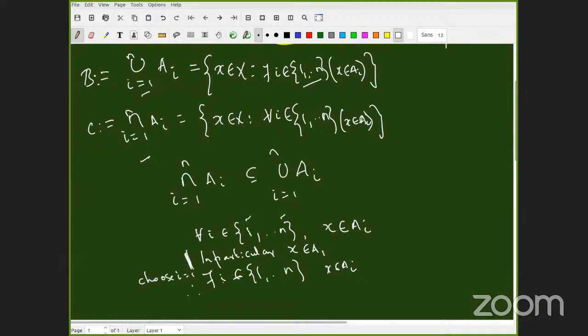Correct. X belongs to A_n. Very good. Fantastic. These two are known to me. In particular, I can even write X belongs to A_n. Then what is my choice of i? Choose i equal to what? N. There exists i in 1 to n, i is n, and it is inside this set 1 to n, and X belongs to A_i. Therefore, I'm through. Therefore, the intersection is contained in the union.